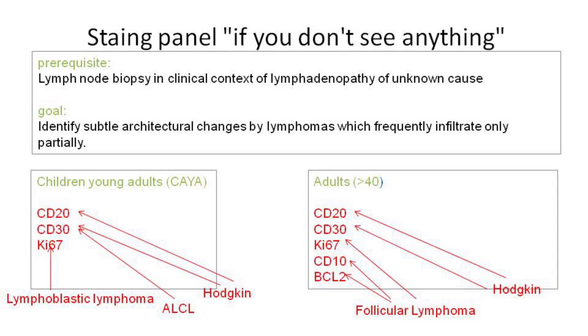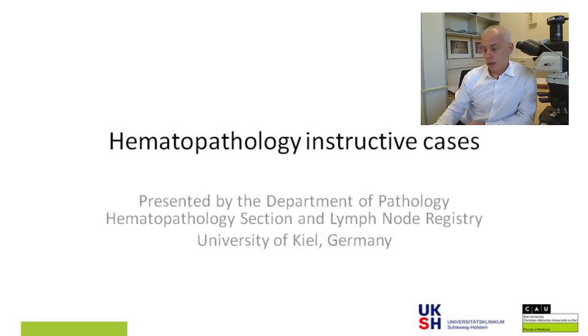In adults, it's mainly follicular lymphoma and Hodgkin lymphoma that I'm trying to identify. With the same stainings, I would also be able to, for example, identify nicely partial infiltration by a marginal zone lymphoma. So that would be my staining in a case where I don't see really anything.